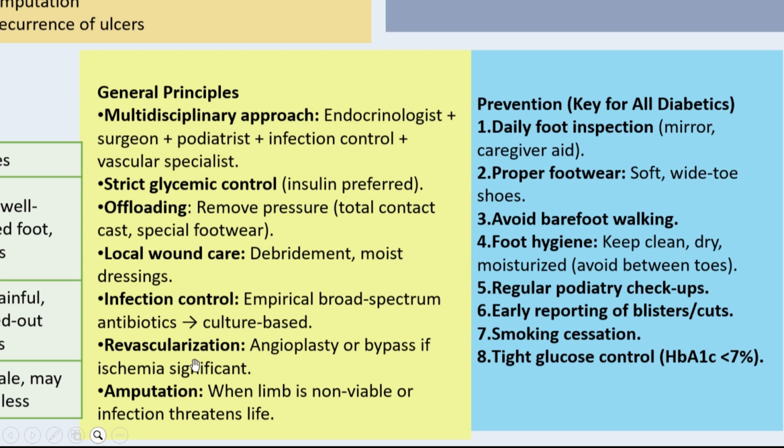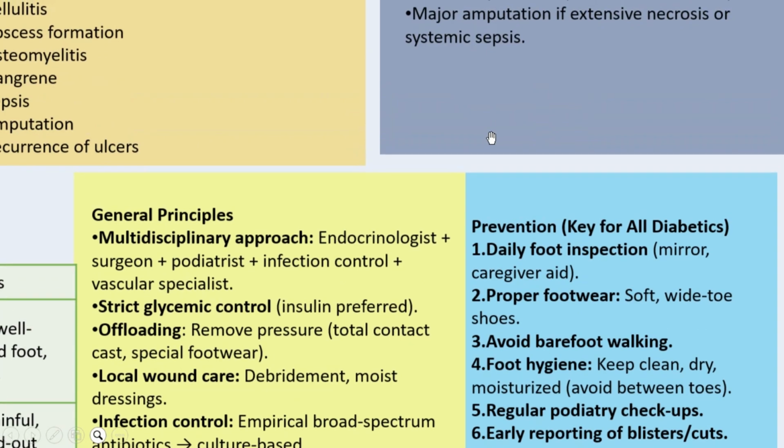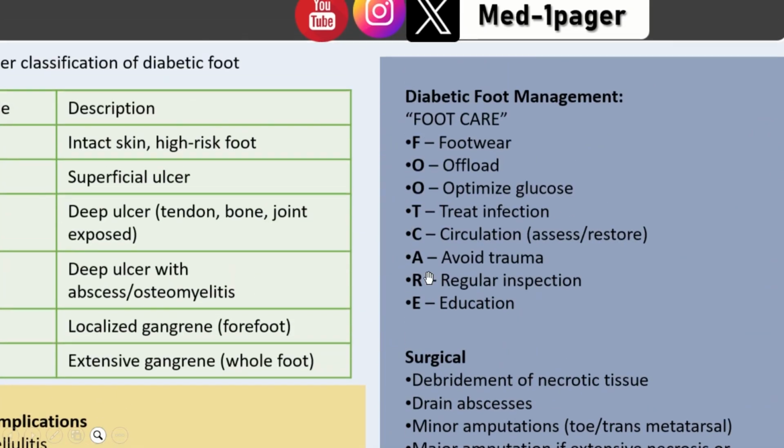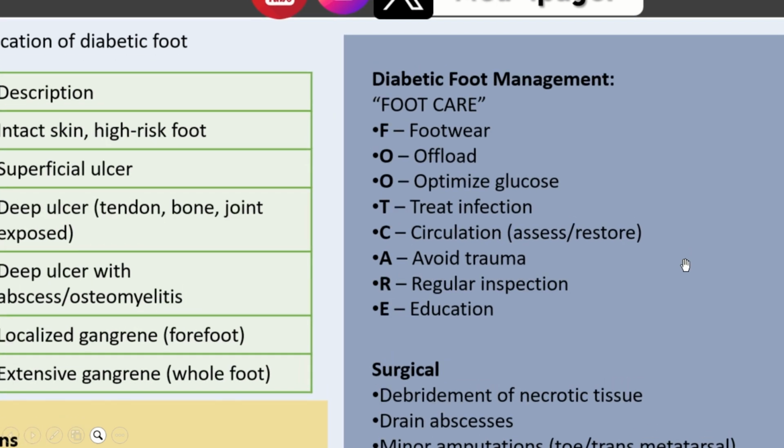Then we can do revascularization, that is an angioplasty or a bypass if the ischemia is significant. We can do amputation if the limb is non-viable or infection threatens life. So normally when you talk about diabetic foot management, we have this acronym FOOT CARE, which gives us an overview of most of the important things that we need.